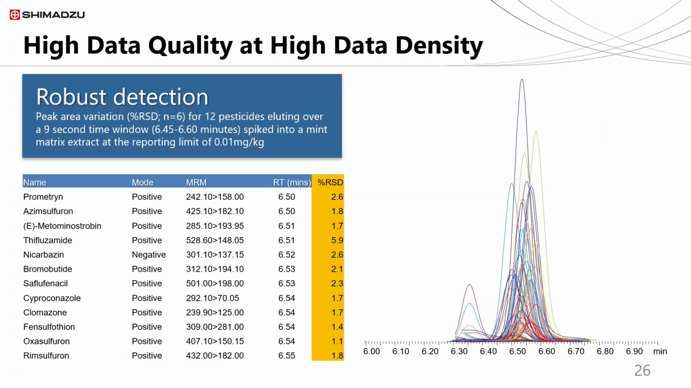As you can see, there are 12 pesticides eluting in a window of 9 seconds. The system shows robust detection with very low RSD for 6 consecutive injections, even though all the peaks are almost co-eluting. This proves the capability of UFMS technology.